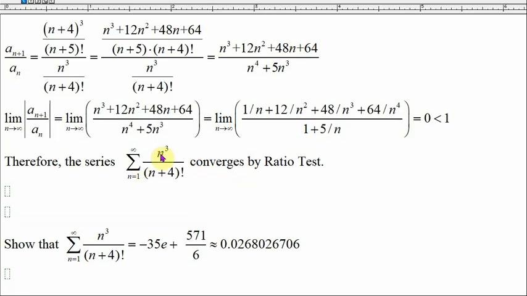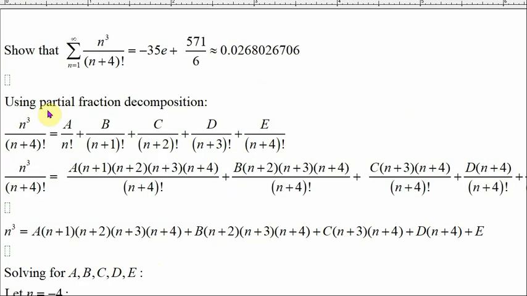And now let's show that the series converges to negative 35e plus 571 over 6. Using what's called partial fraction decomposition, I'm going to write the expression n to the third over (n plus 4) factorial as some constant a over n factorial plus some constant b over (n plus 1) factorial, plus some constant c over (n plus 2) factorial, plus some constant d over (n plus 3) factorial, and plus some constant e over (n plus 4) factorial.